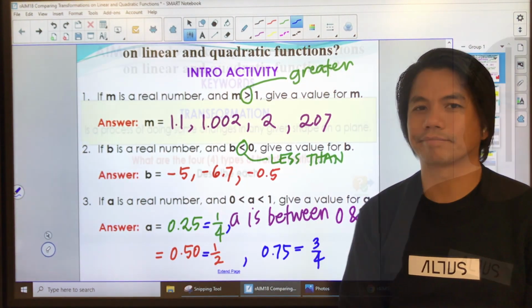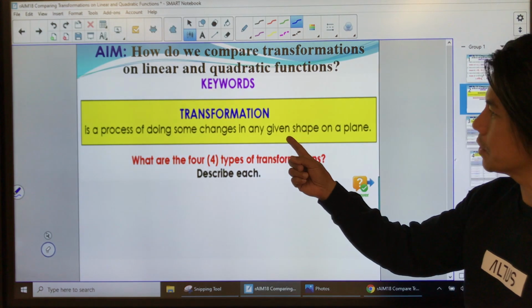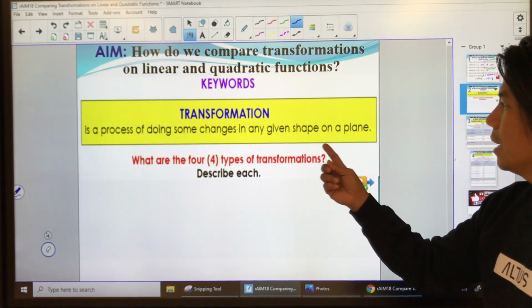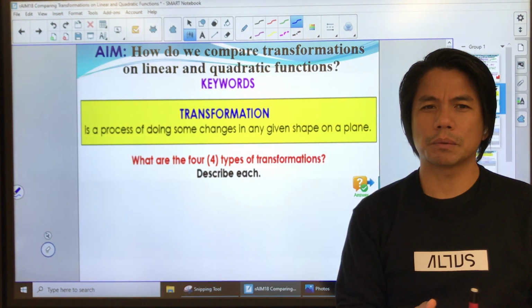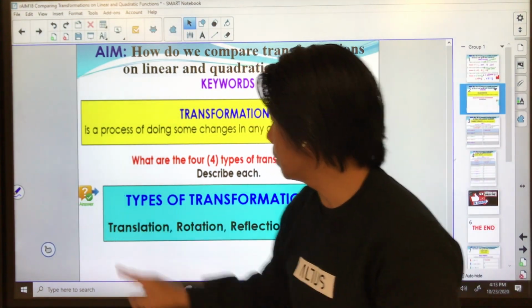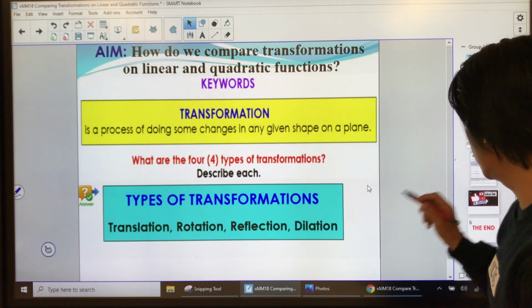Got it? Today we have 2 keywords. One is transformation. Transformation is a process of doing some changes in any given shape on a plane. So what are the 4 transformations that you know? The 4 transformations are translation, rotation, reflection, and dilation.